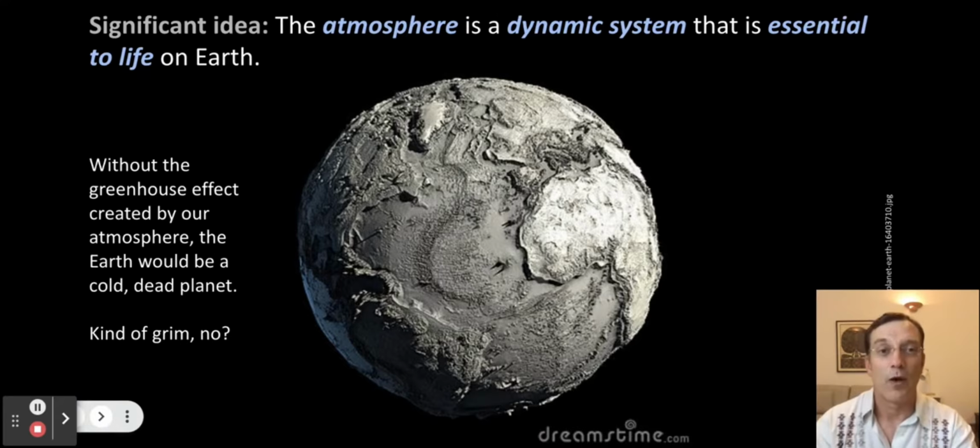I want to clarify something that is frequently confusing for students, and that is the difference between the greenhouse effect and global warming. The greenhouse effect is absolutely essential for life on our planet. Without the greenhouse effect, there's no life on Earth. It's a cold, dead planet like we've seen in other star systems and in other places in our own solar system. The greenhouse effect is good. It makes it so that our planet is habitable.